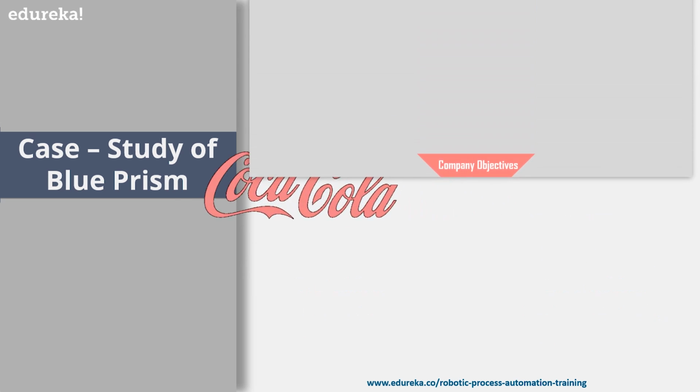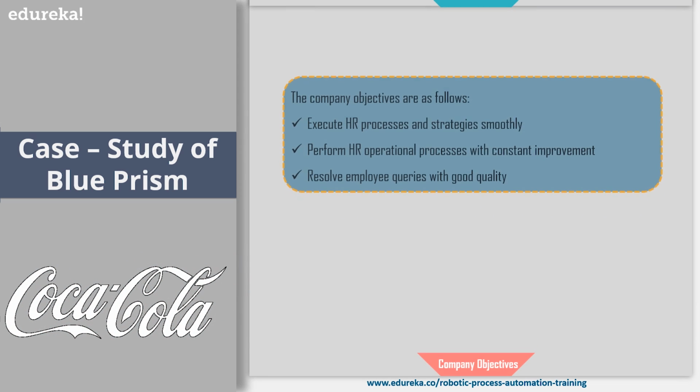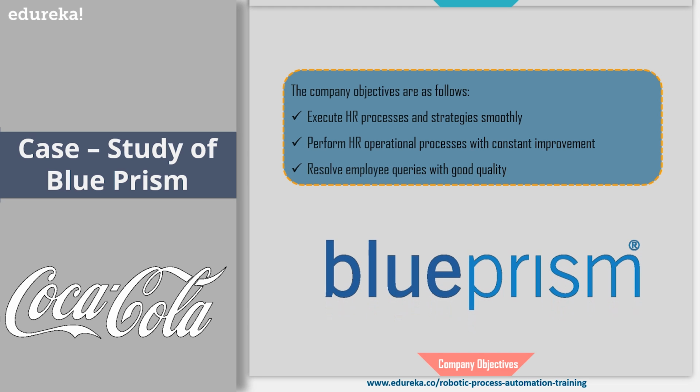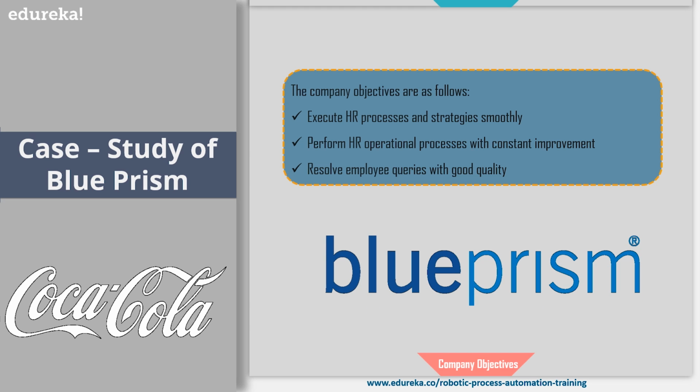So the company objectives were mainly to execute HR processes and strategies smoothly. They also wanted to perform HR operational processes with constant improvement and also resolve employee queries with good quality. Now, to address these goals, the company needed a tool that could automate this task. And so they started using Blue Prism to automate the processes within the finance division. Initially they started using Blue Prism in the finance division, and after that they ventured to use Blue Prism for other divisions such as HR.